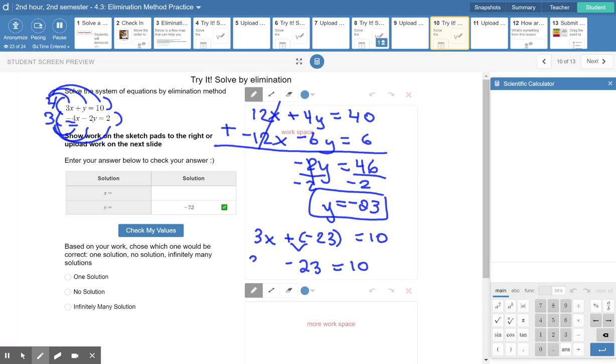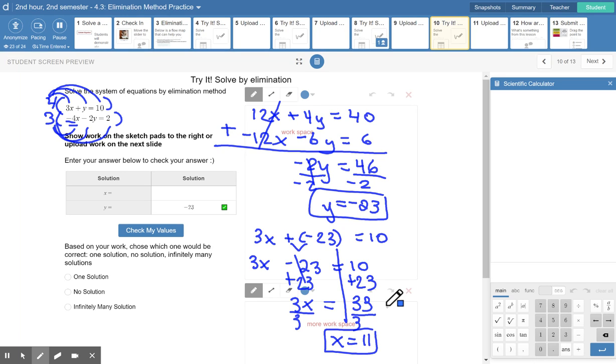So now we can do our friendly two-step. We're going to add 23 on both sides. And we're going to get 33. 3x equals 33. We're going to divide by 3. And we're going to get the x variable to equal 11. Notice that we had the x variable, and then we had the y variable. So in fact, it is an ordered pair. We confirmed it. Ordered pairs mean it is one solution. So that's the end of the elimination practice number 1.